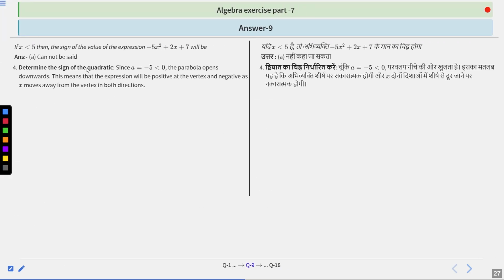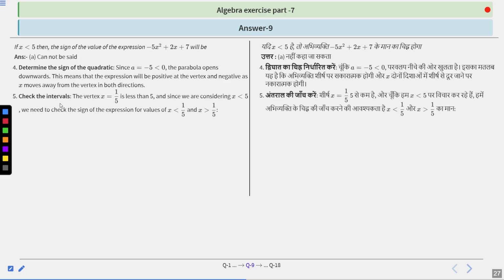Next is to determine the sign of the quadratic. Since a is equal to minus 5, which is less than 0, the parabola opens downwards. This means that the expression will be positive at the vertex and negative as x moves away from the vertex in both directions. Next step is to check the intervals. The vertex x equal to 1 upon 5 is less than 5. Since we are considering only x less than 5, we need to check the sign of the expression for the values of x less than 1 upon 5 and x greater than 1 upon 5.